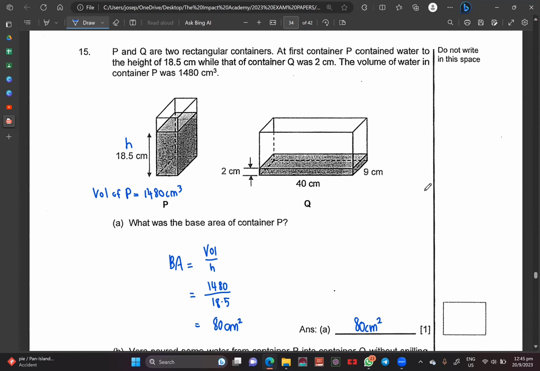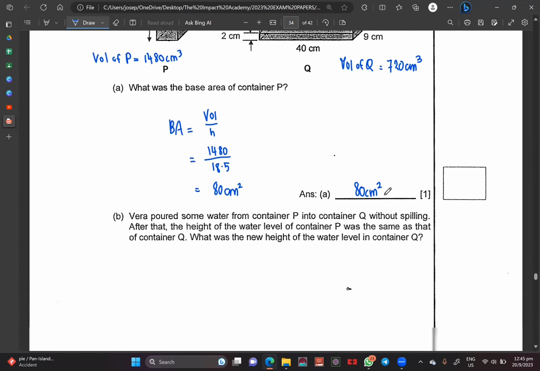Now, before you move on to Q, what you want to do is learn how to also find the volume of Q. So the volume of Q, as you can see over here, is 40 times 9, which is the base area times the height. So over here it is 720 cm³. Now, very important, we move on to the next one.